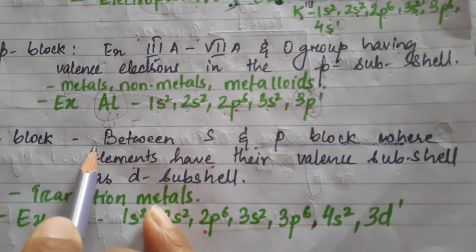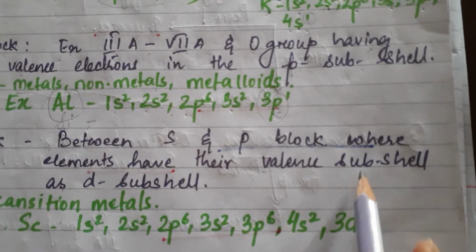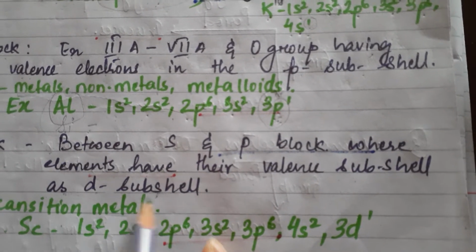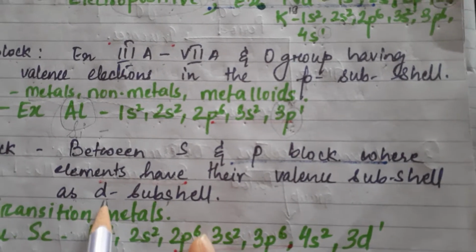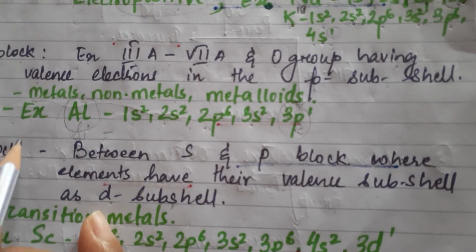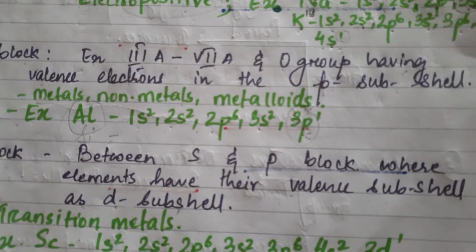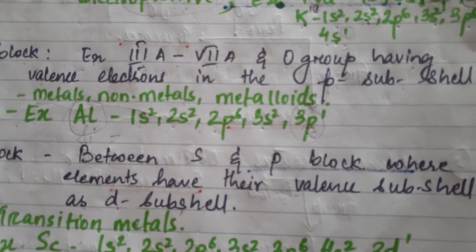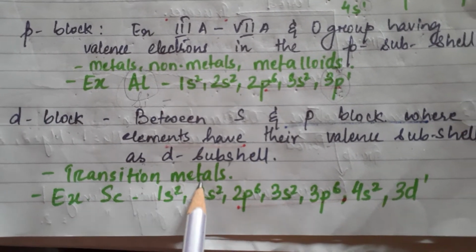D block is the block between S and P block, where the elements have the valence subshell as D subshell. That means the valence shell or the valence subshell is the D subshell for these elements, which comes under the D block. Properties of D block: the elements which fall in the D block are also known as the transition metals.